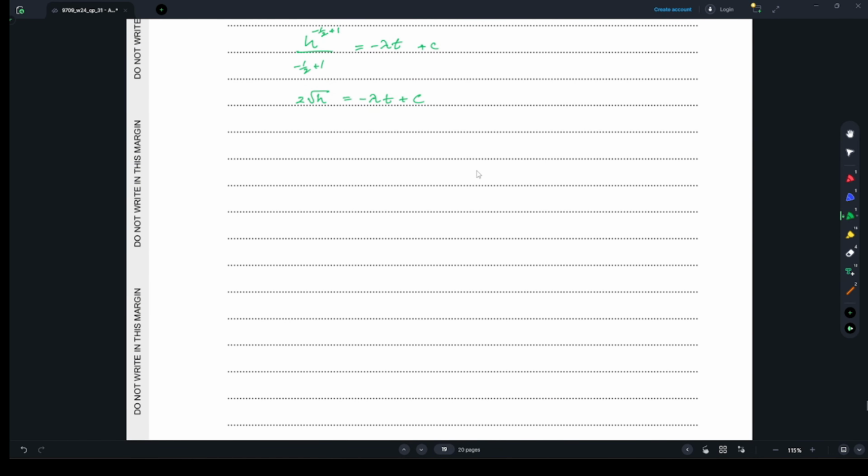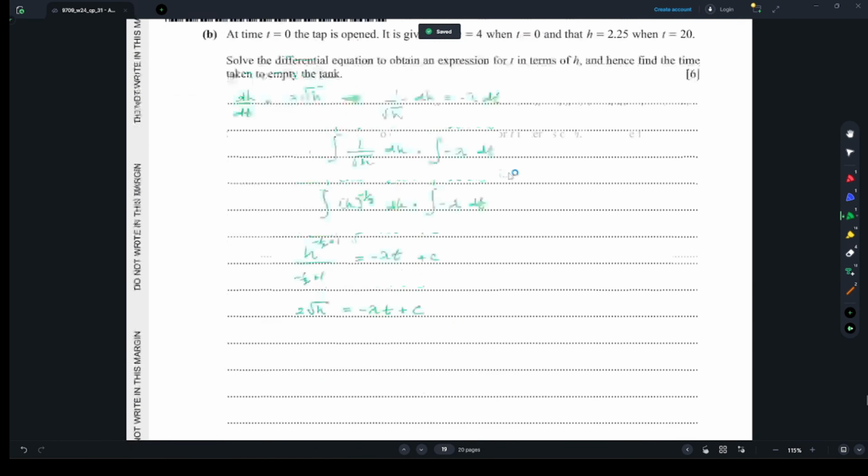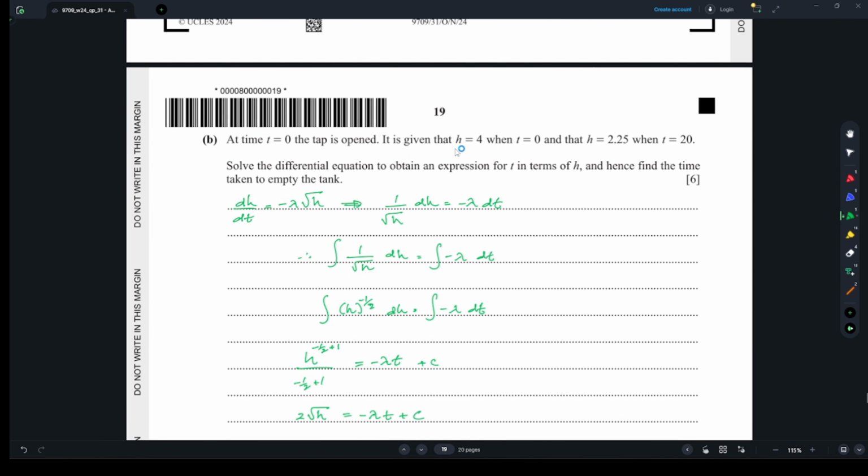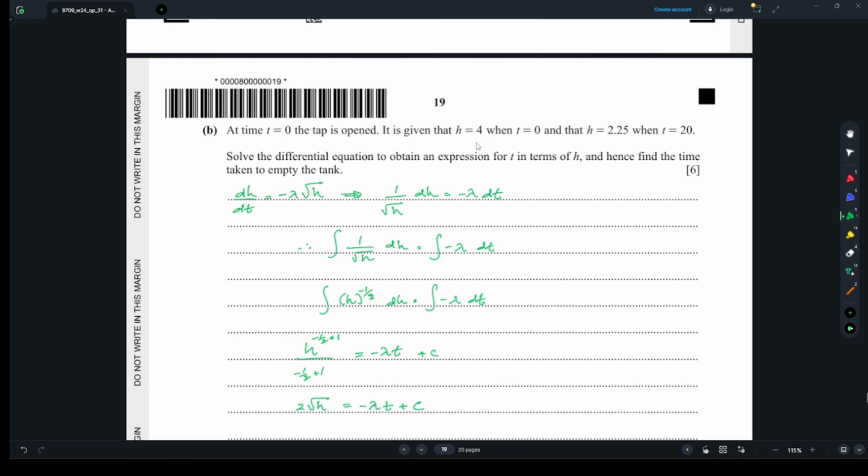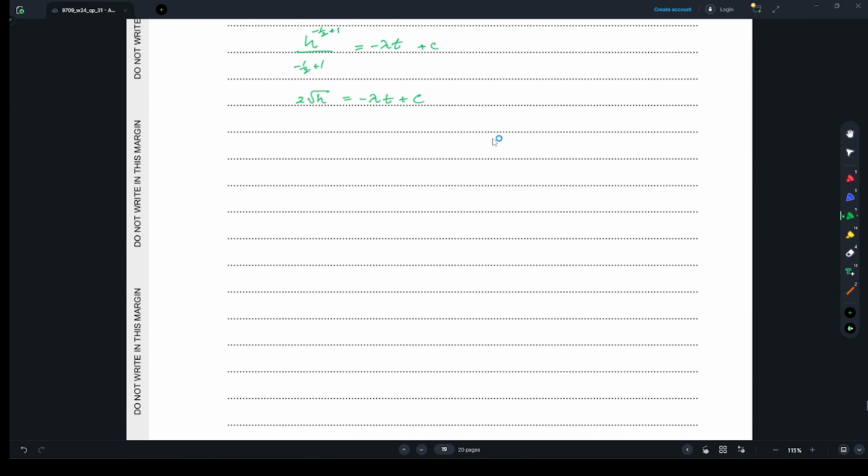So now we have a constant c we don't know. That's why they gave us these initial conditions. So at t equals 0, h equals 4. So you can substitute here: 2 times 4, and here minus lambda times 0, which is 0. So from this one, c equals 4.